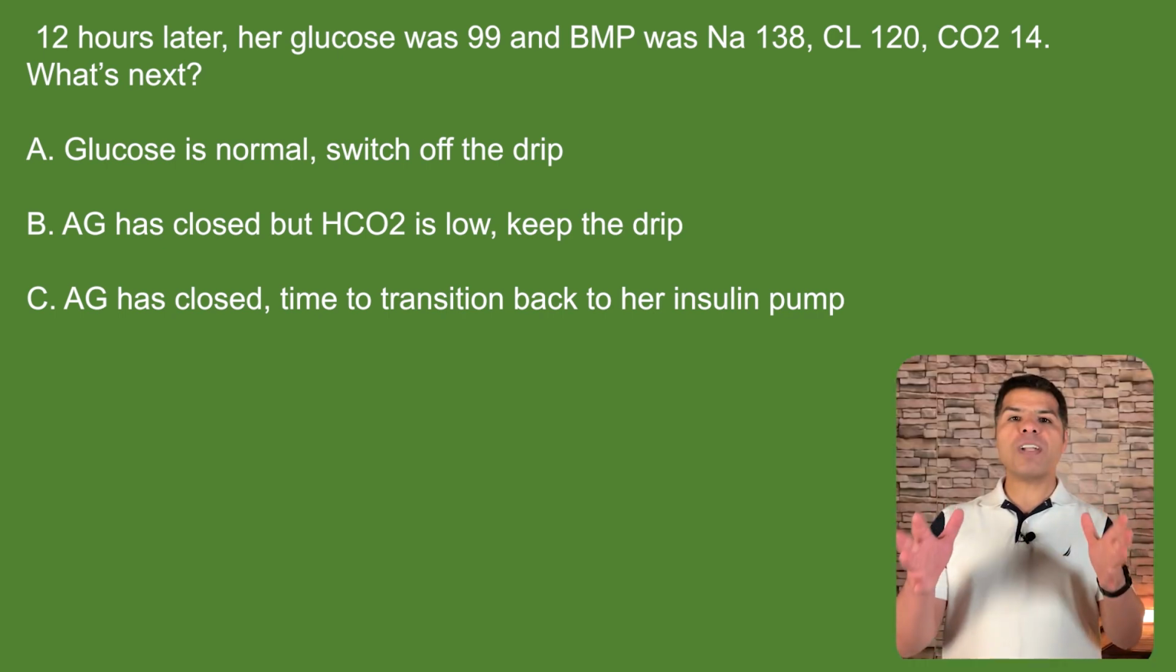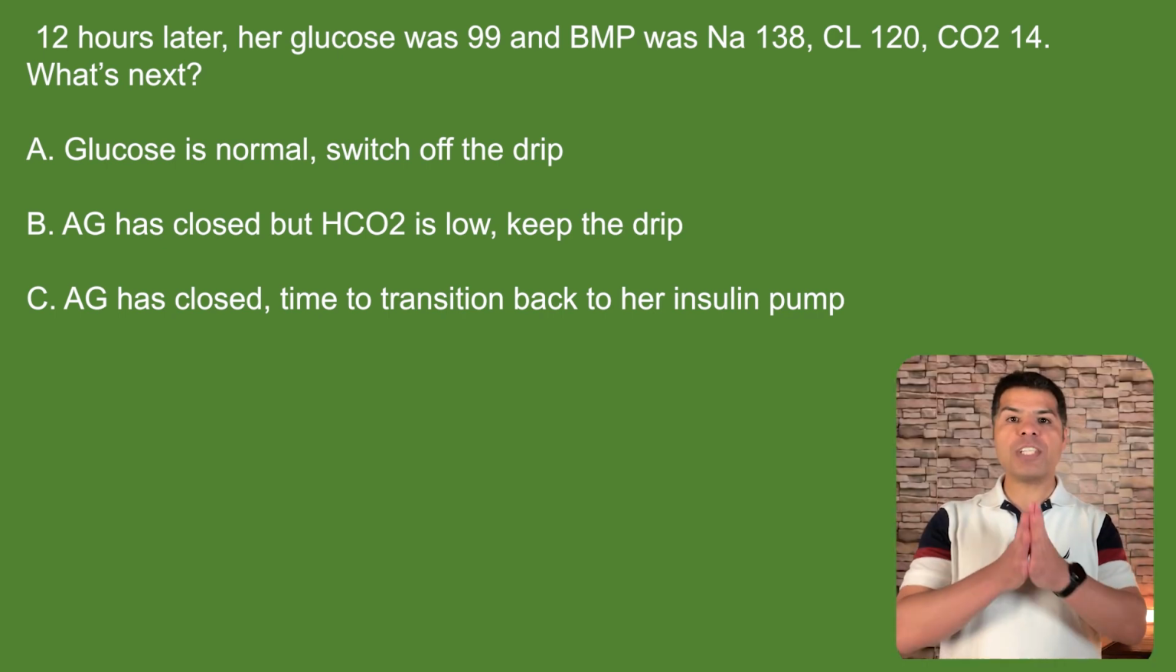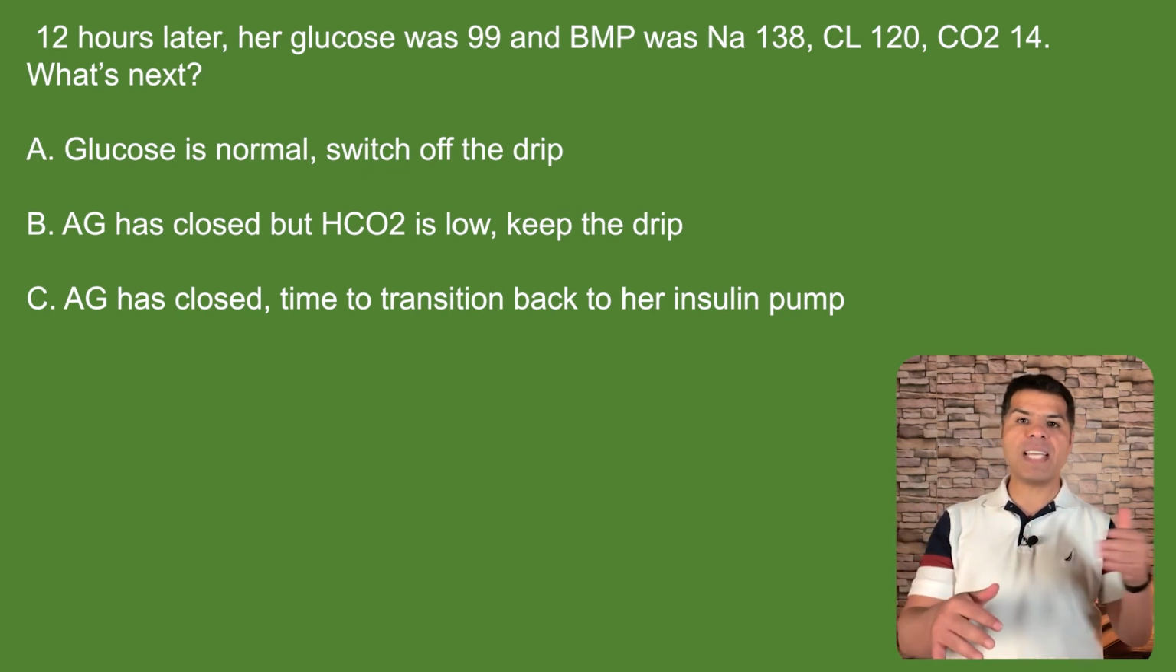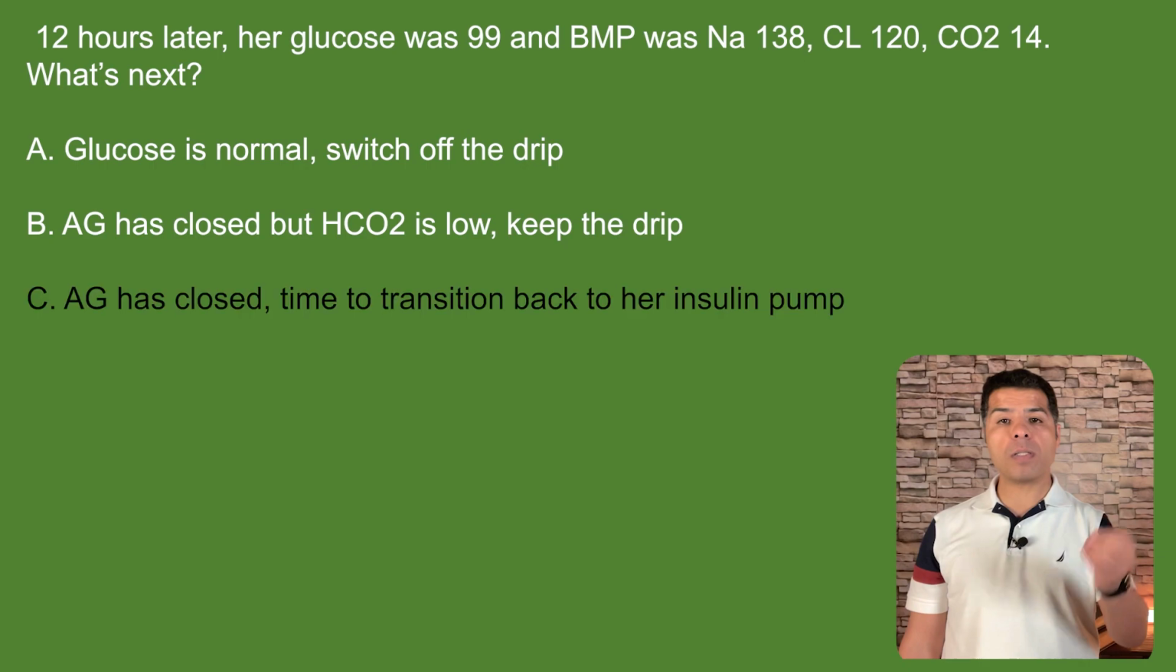Remember, in DKA we monitor the anion gap, not the bicarb level. The patient at this point has a non-anion gap metabolic acidosis, which is likely from saline administration. It's appropriate to start the transition at this point.